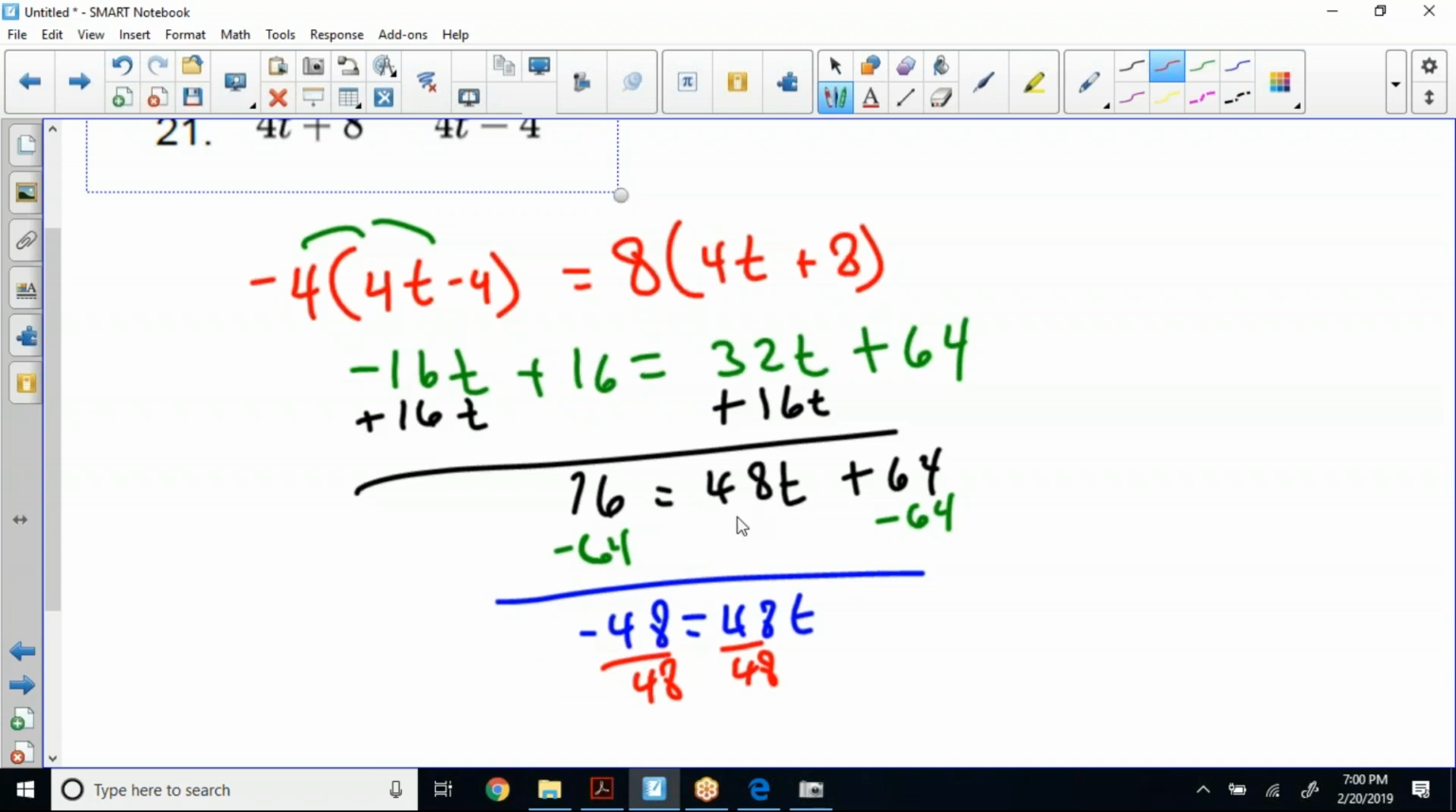Should be positive. Mine to be a positive, but I come out with t equal to negative 1. Your 48 would have been positive on the other side if you were dividing by negative 48. Yeah. The only time we do cross multiplication is when you have two fractions set equal to each other. That's it. Cross product.